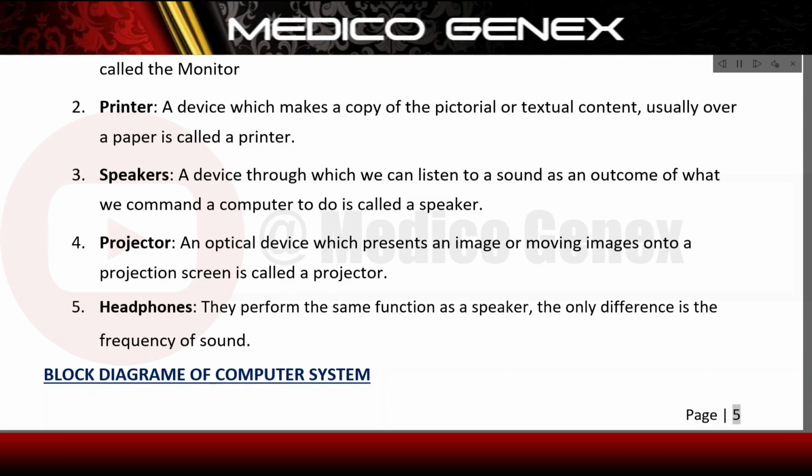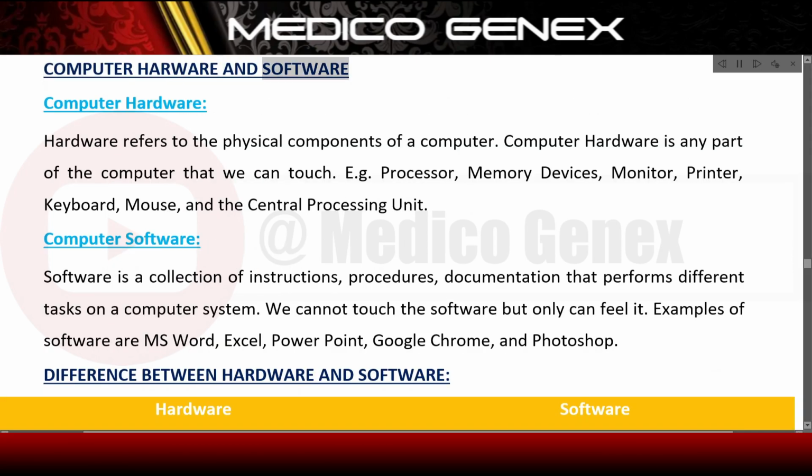Page 5. Computer hardware and software. Computer hardware. Hardware refers to the physical components of a computer. Computer hardware is any part of the computer that we can touch, e.g. processor, memory devices, monitor, printer, keyboard, mouse, and the central processing unit.